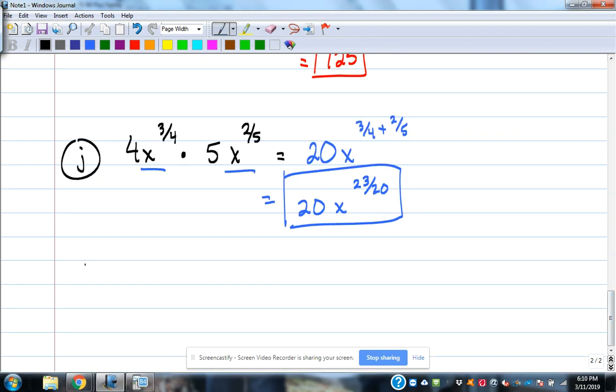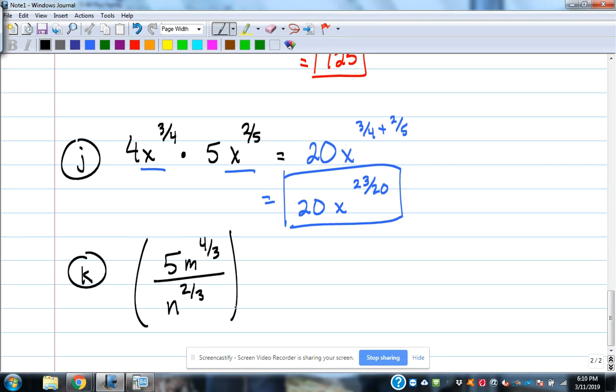All right, so let's look at another one. Go big or go home here. 5m to the 4/3 over n to the 2/3. So we've got a fraction. Let's square that fraction. And let's take another fraction: m to the 4th over 8n to the 5th. And let's take that fraction and raise it to the 1/3 power.